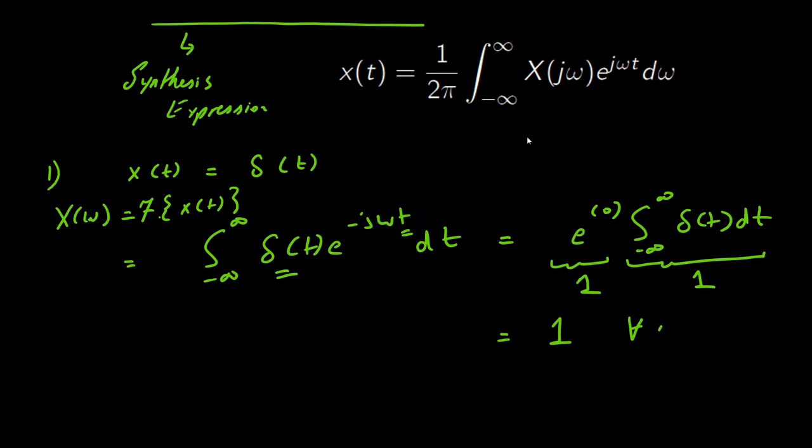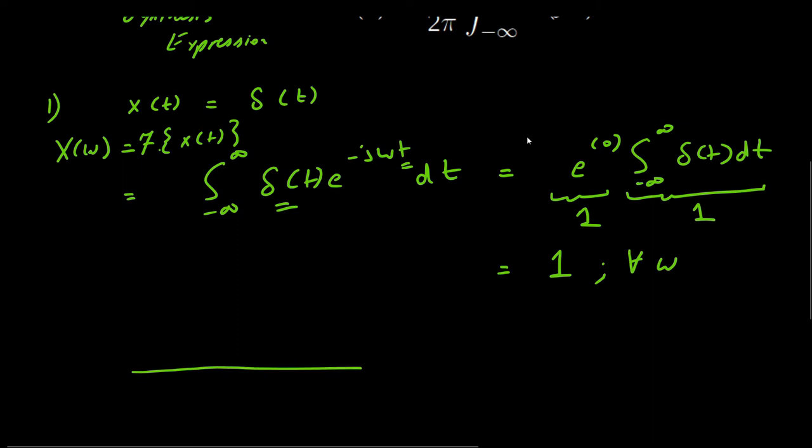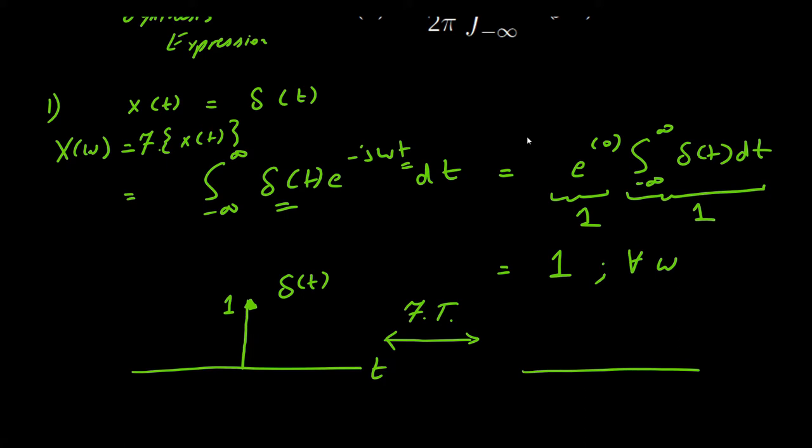So what does this signify? In time domain we had an impulse delta of t, and this impulse had the amplitude of infinity and width of 0, but the strength or the area was simply 1. So if we take the Fourier transform of this signal, in the frequency domain, that is in omega radians per second, we have a consistent value of 1 from minus infinity to infinity. So this means that if the signal is time limited in the time domain, the magnitude in frequency would be unlimited.